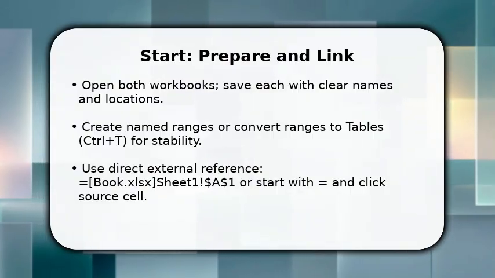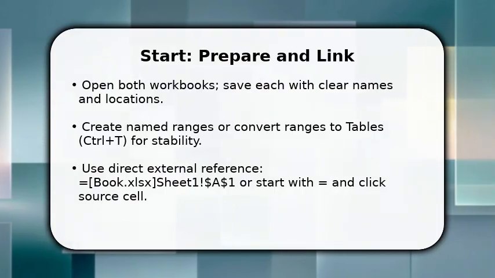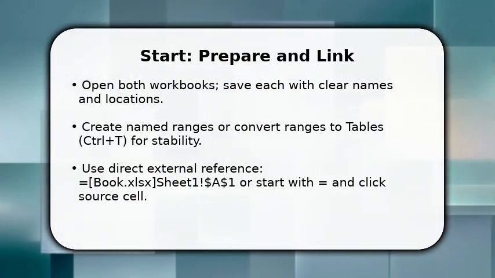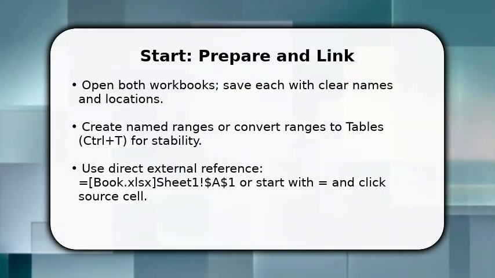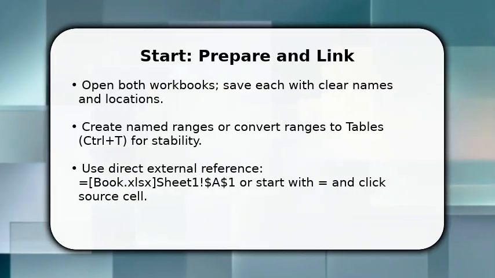You begin by opening both workbooks and saving them in stable locations so links don't break. Once done, convert key ranges to tables or create named ranges. This makes references resilient when rows change.